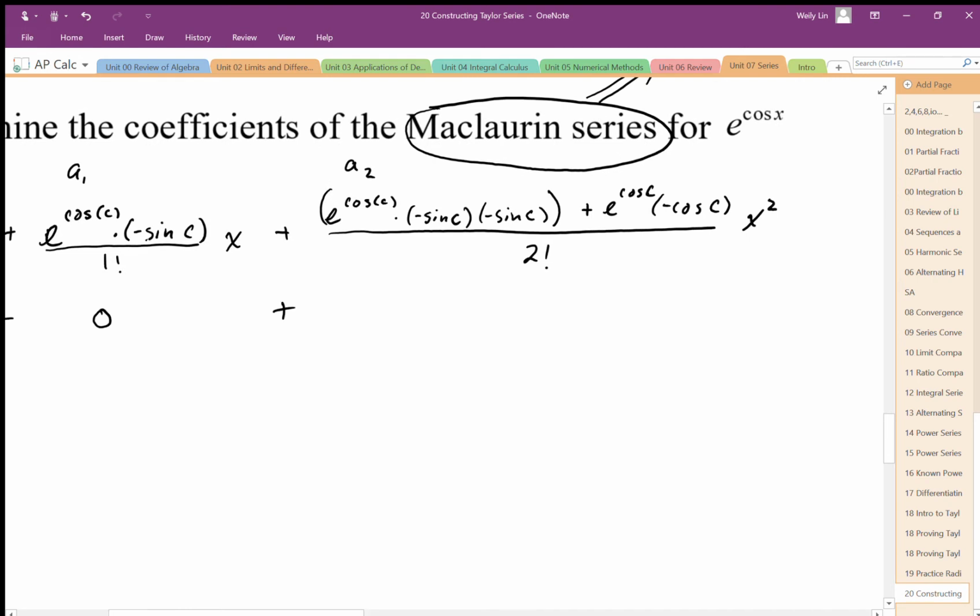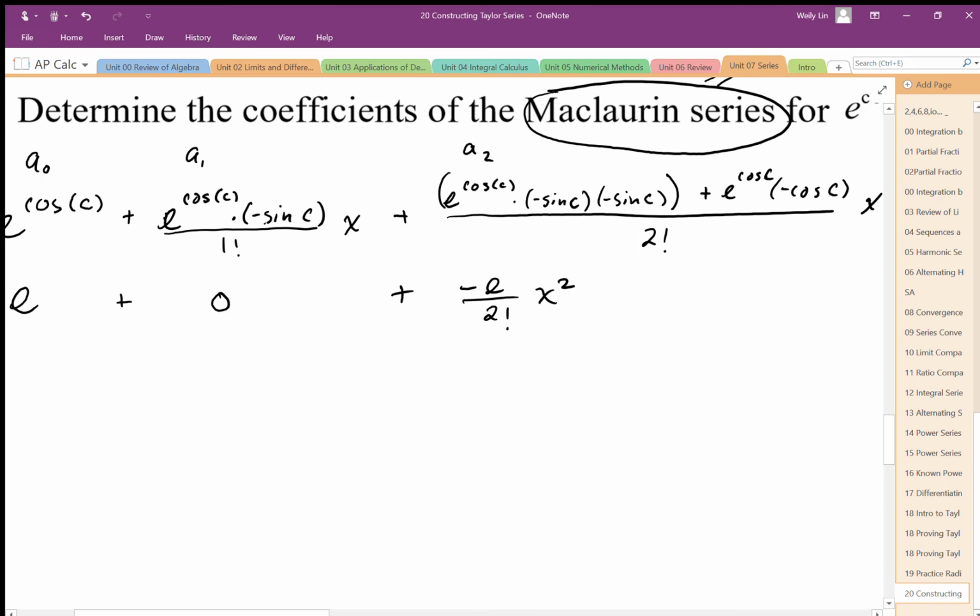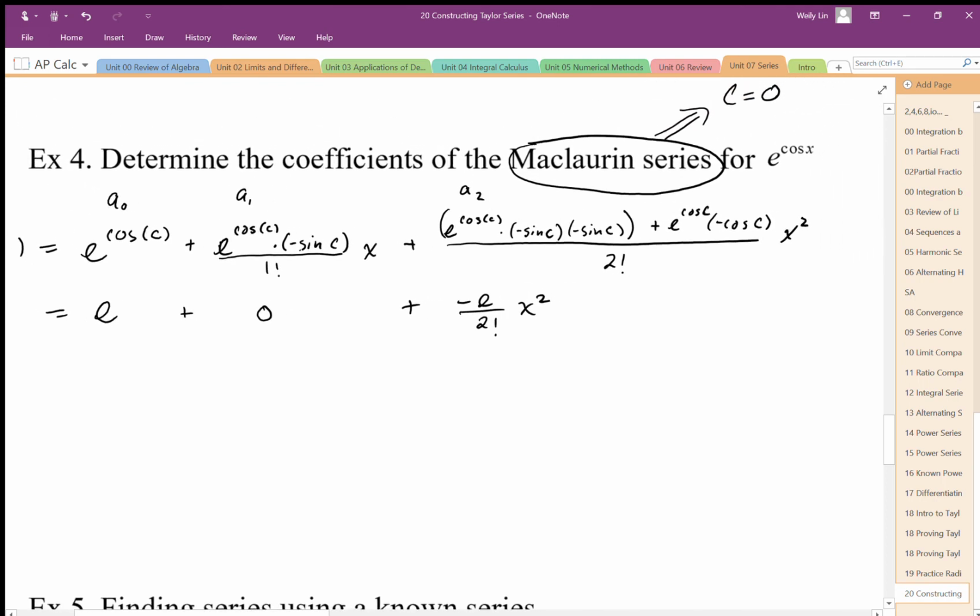And so this is going to work out to be, well, these are zeros, so we're just going to end up with 0. And then we're going to end up with e to the cosine of 0, which is e to the 1. Cosine of 0 is 1, so we get negative 1. So the coefficient works out to be negative e over 2 factorial, and then that's going to be x squared. Okay, so there are the first 3 terms of our Maclaurin series for this.